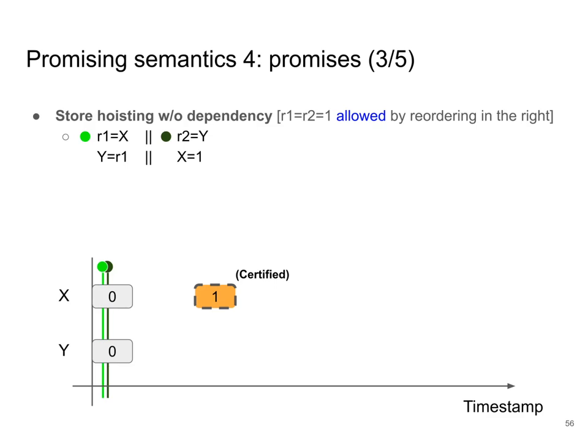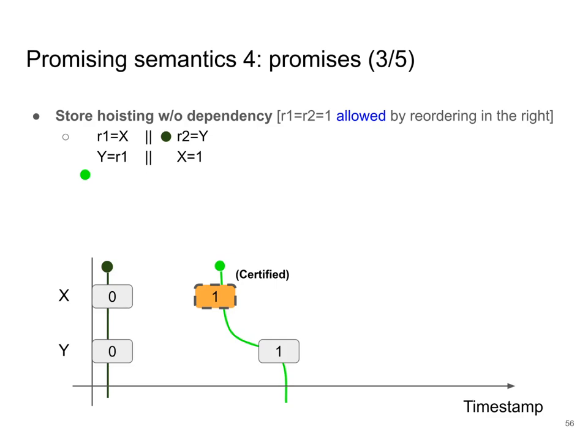And this certified write enables thread 1 to read x equals 1. So from thread 1's point of view, it can read the value here, because the certified value is also a valid value, and the other thread can read this block. So x equals 1 is read here. It can be read here. And then it also enables thread 1 to write y equals 1.